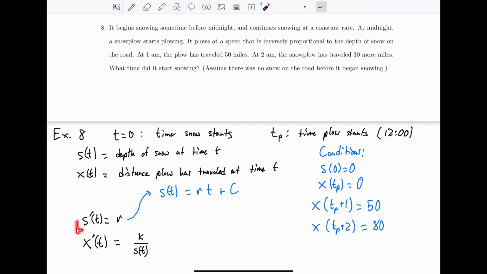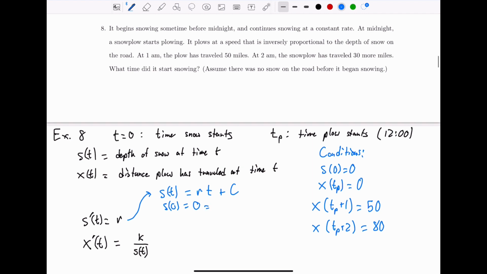So if we know that the rate of change of the snow is constant, then we can just write the amount of snow as the rate times whatever the time is. And let's solve for this constant c now. We're going to use this little piece of information here. The amount of snow, or the depth of snow at time 0, is 0 inches. So s of 0 equals 0, but we could also write, if we plug in 0 for t, r times 0 plus c. Well, r times 0 is just 0, so this turns out to be 0, and we have c equals 0. So the value of this constant c is 0.